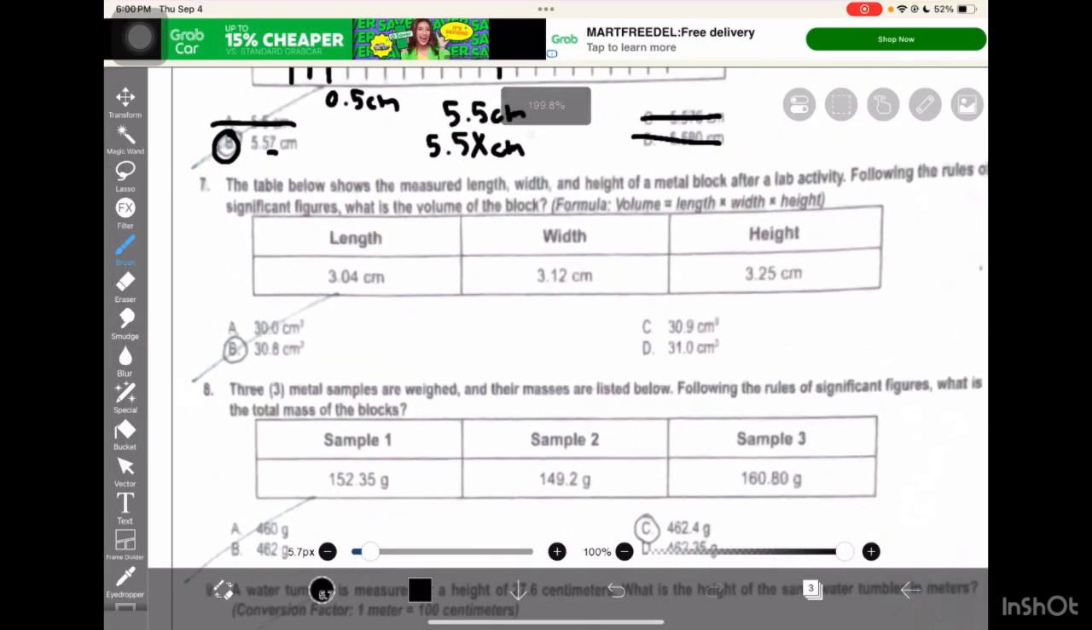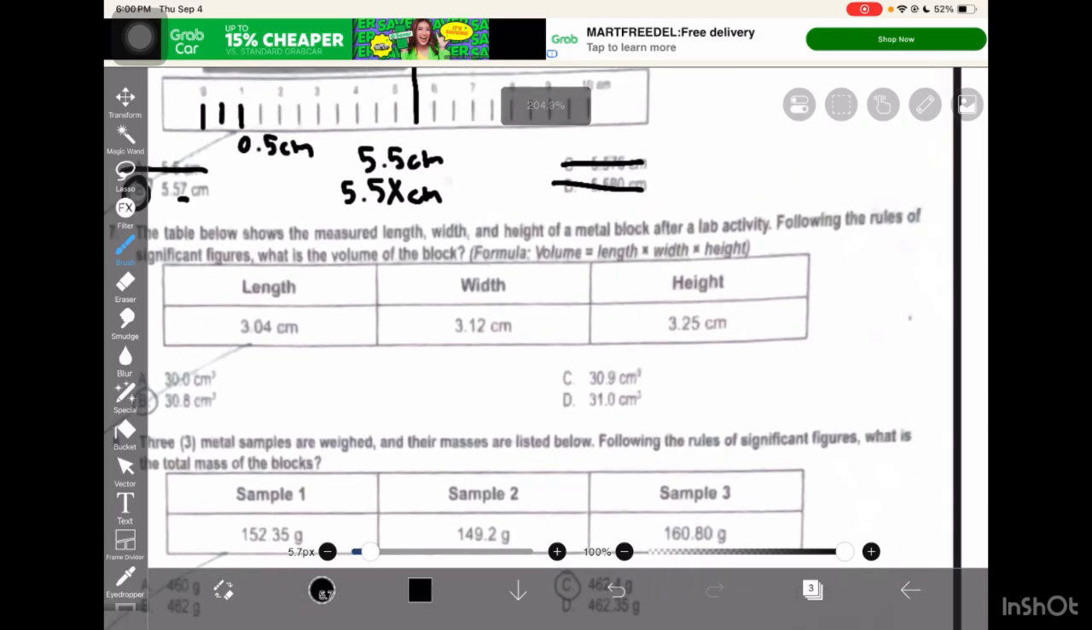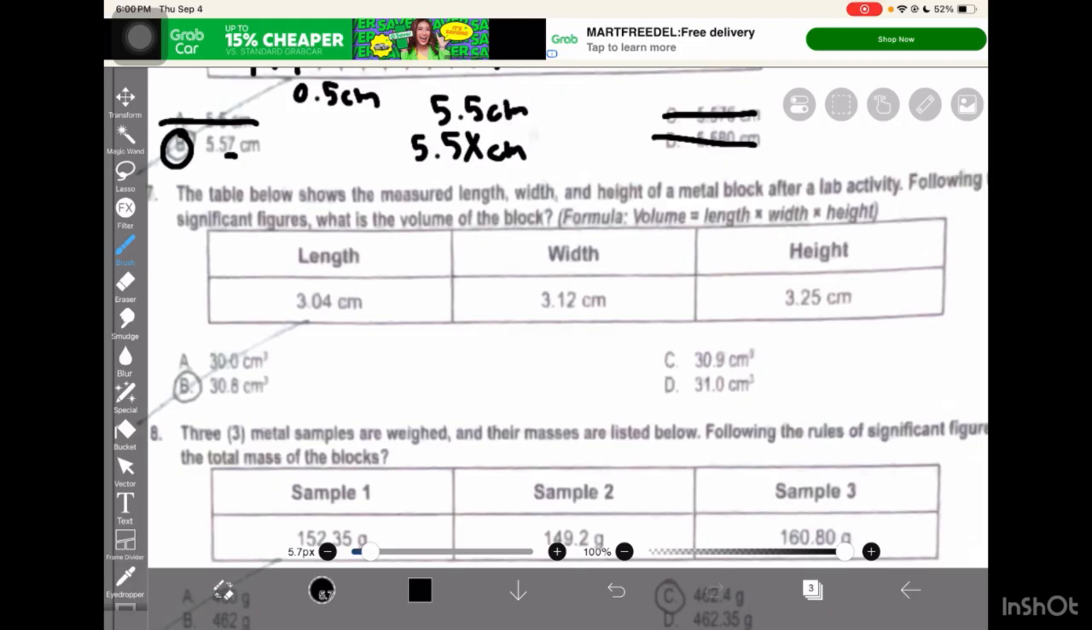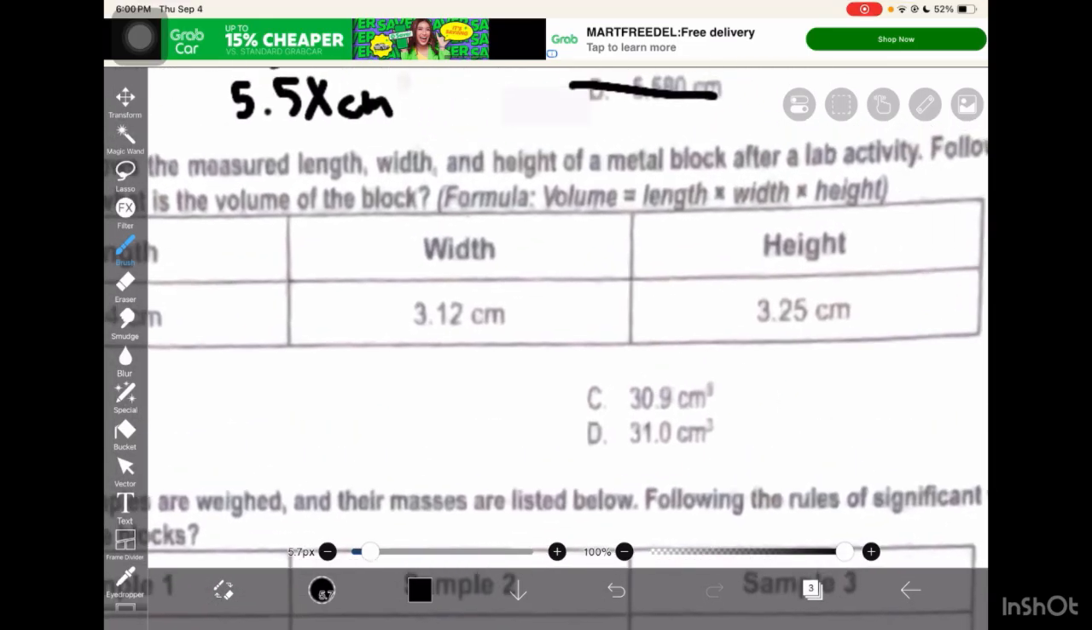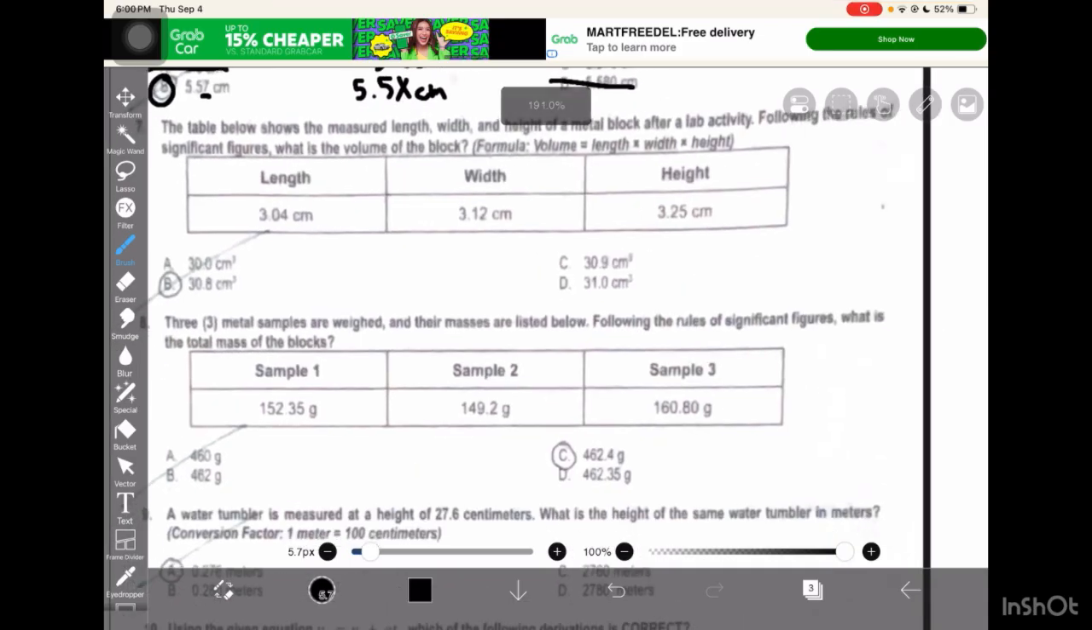Number 7. The table below shows measured length, width, and height of a metal block after a lab activity. Following the rules of significant figures, what is the volume of the block? So the formula is volume equals length times width times height. So let's pull out our scientific calculators. So let's input the length, 3.04 times 3.12 times 3.25. And then we convert to decimal if needed.